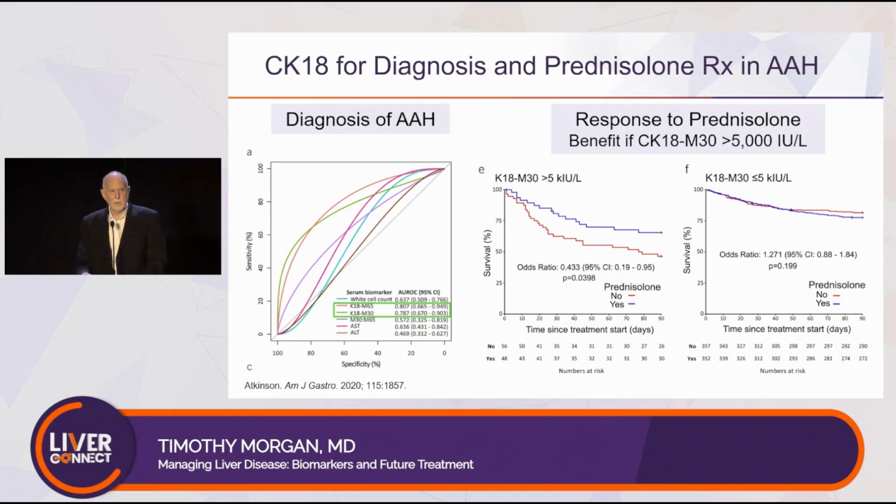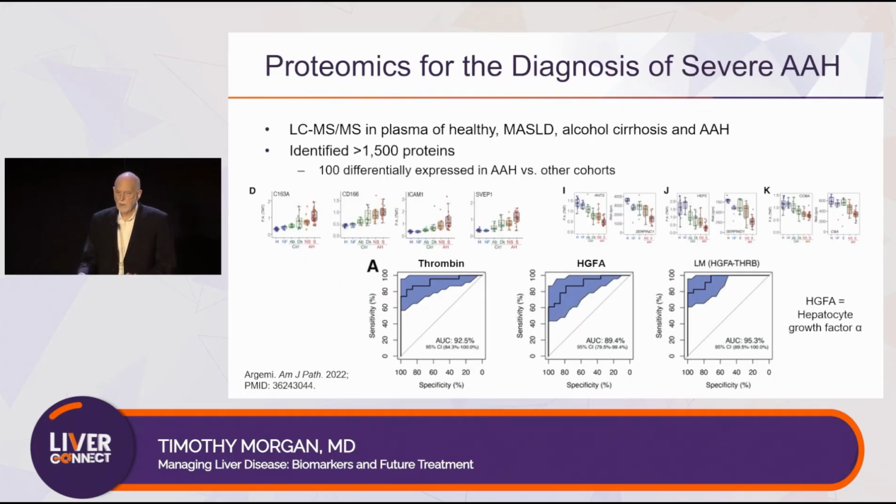So in their study, only about 13% of the people had the very, very high cytokeratin M30 and might benefit from prednisone treatment. So we don't have this clinically, but I think that we can sort of in our heads think that people with very high inflammation or liver cell death might benefit from prednisone more than the other patients.